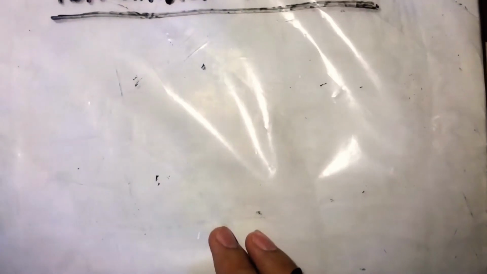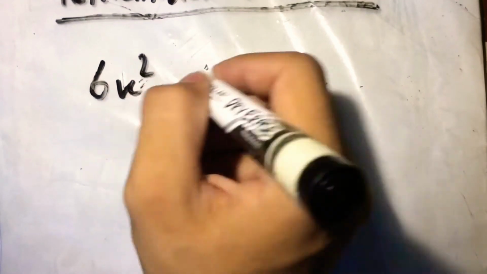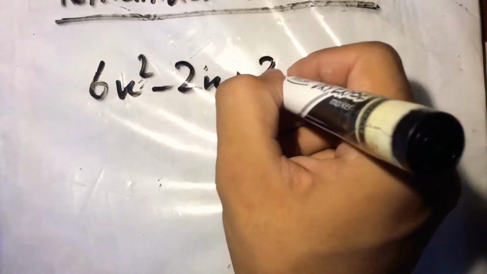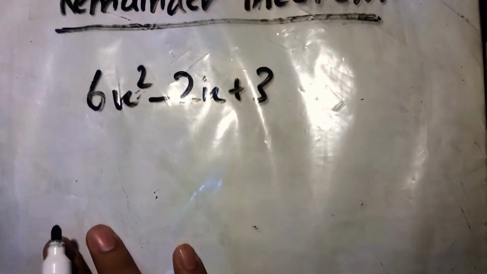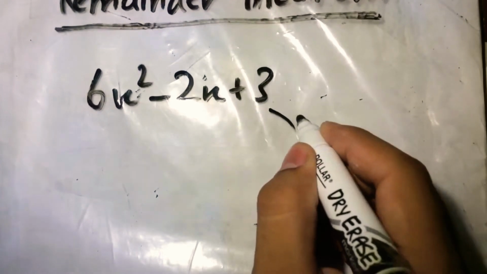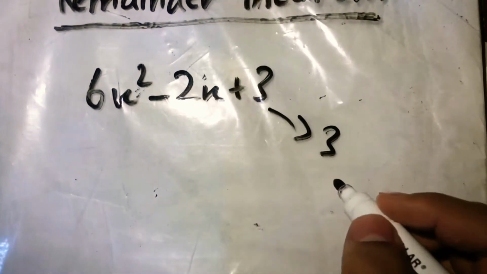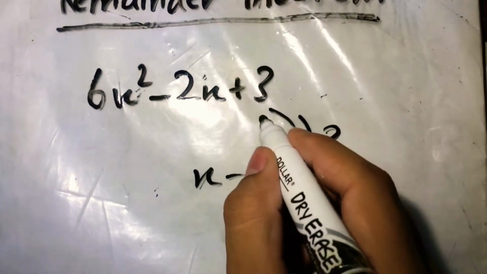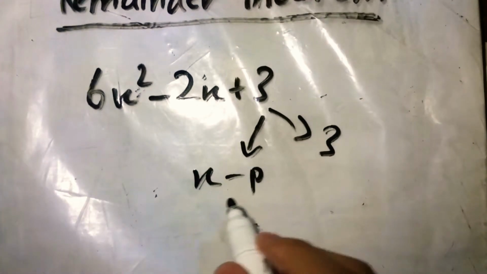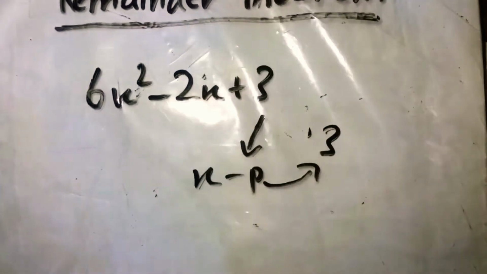The first question is 6x squared minus 2x plus 3. This leaves a remainder of 3 when it is divided by x minus p. When it is divided by x minus p, the remainder is 3. We have to find the value of p.